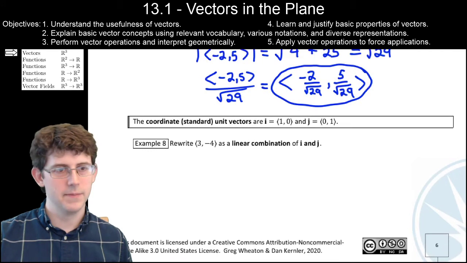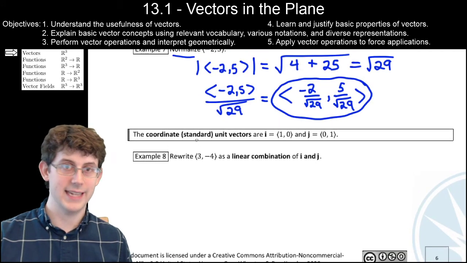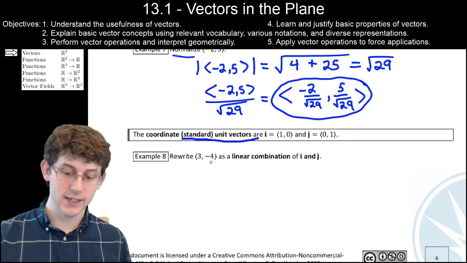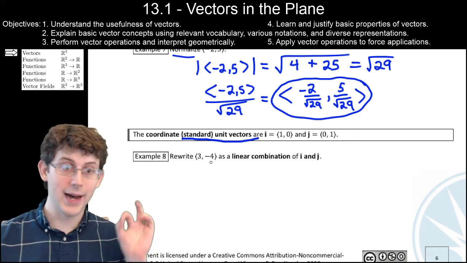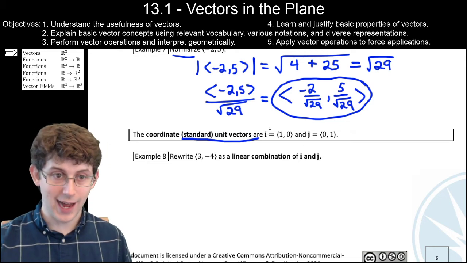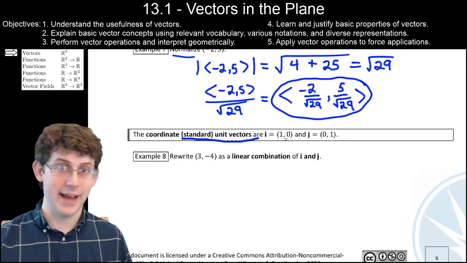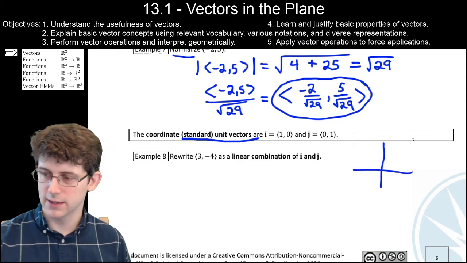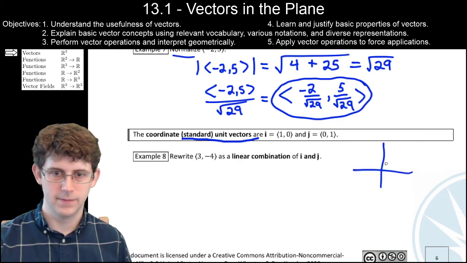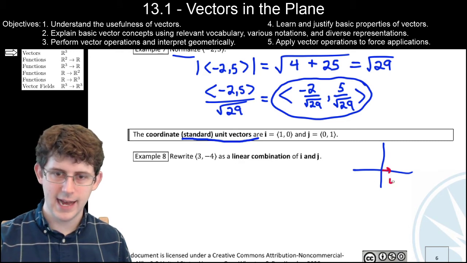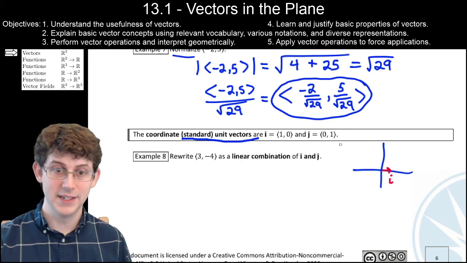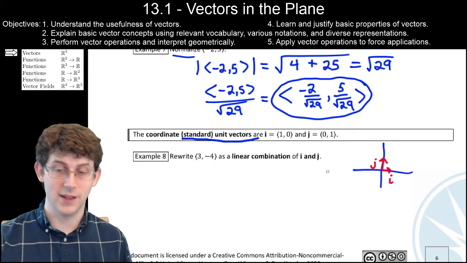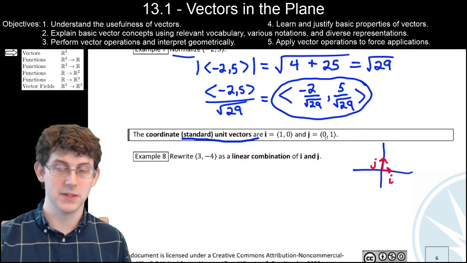Okay, there's a couple of important standard unit vectors. The standard unit vectors, or the coordinate unit vectors, are the unit vectors that point toward the positive axes. So i is the unit vector that points in the positive x direction. So on your axes, i points toward positive x, and j points toward positive y. They're unit vectors, so they have length 1. So this one's 1, 0, and this one's 0, 1.